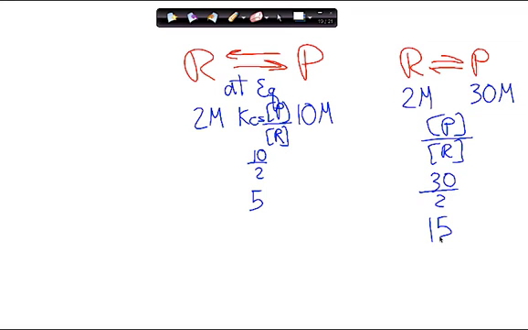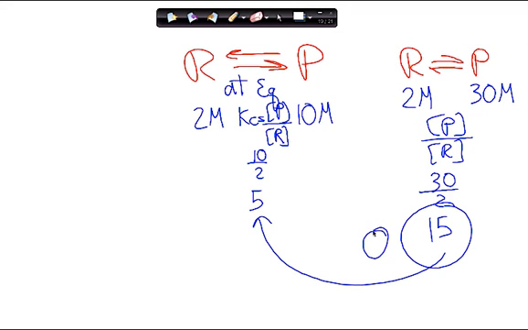So how do we know that this reaction is not at equilibrium? Because this number is not that, right? At equilibrium, Kc is going to equal 5. If you plug in concentration numbers, and if it doesn't divide out to be 5, then this reaction is not at equilibrium. So is this number a Kc value? No. What kind of value is it? This is a Q value.